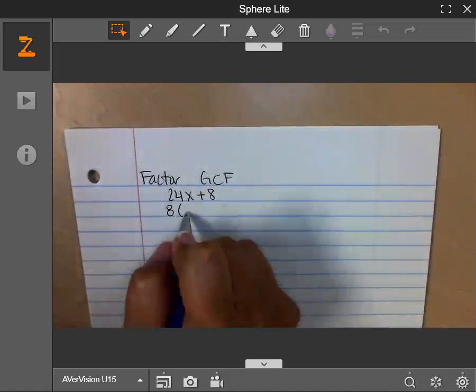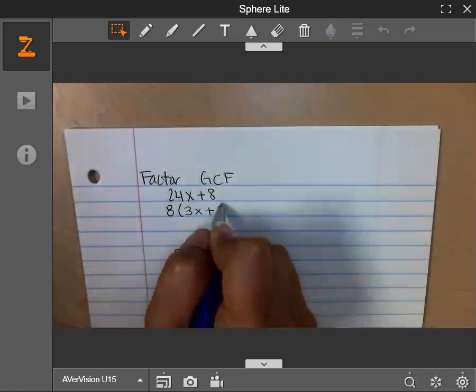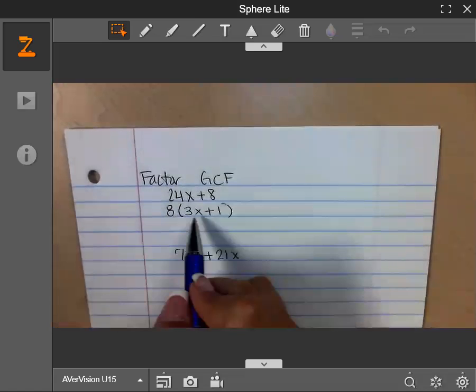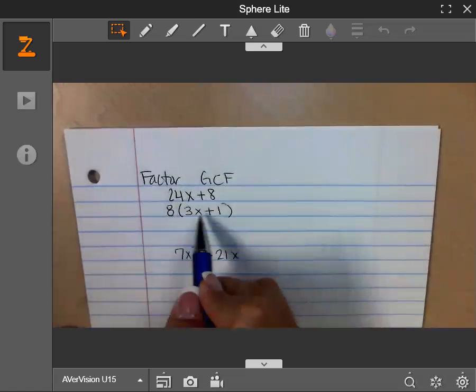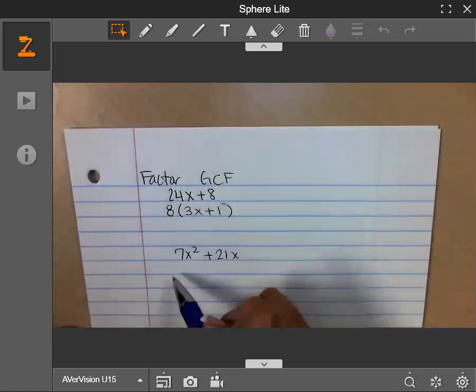So 24x divided by 8 is 3x, and 8 divided by 8 is 1. You can always check this by checking the distribution. 8 times 3x gives us 24x, and 8 times 1 gives us 8.